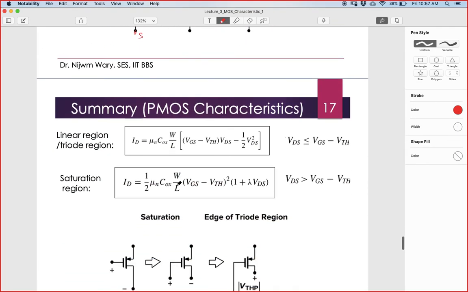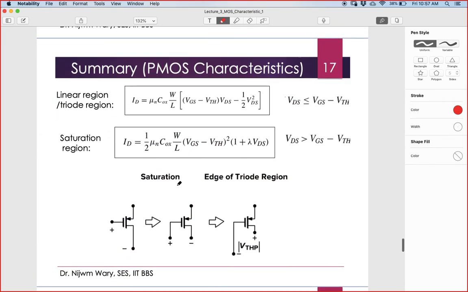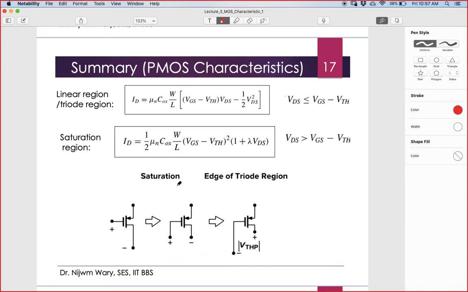Okay. So for PMOS also it is the same. The same formula applies, right? Of course, we have to use a mod here, because it will be VSG instead of VGS, and the threshold voltage may also become negative. So just by using a mod here, you can use the same formula.